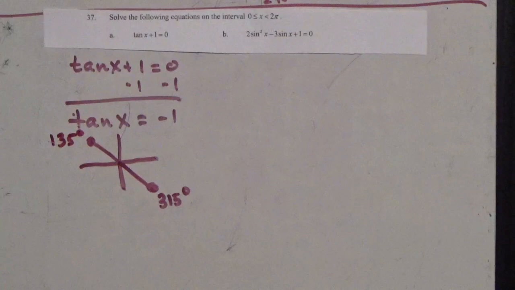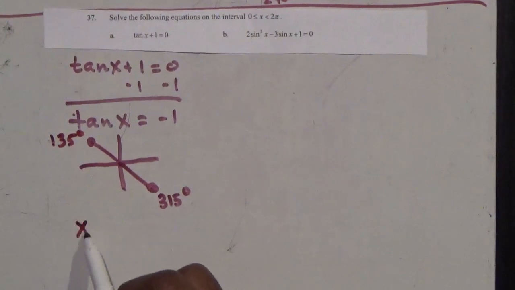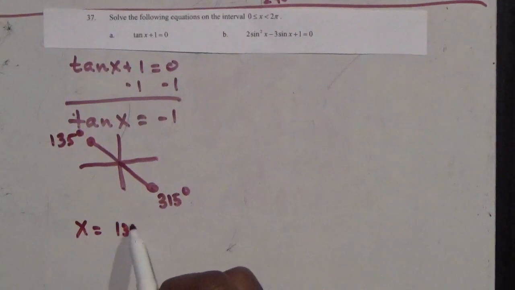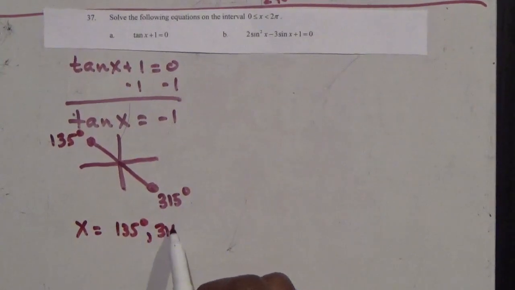All right, any questions? No questions. I like it like that. All right, x is equal to 135 and 315.